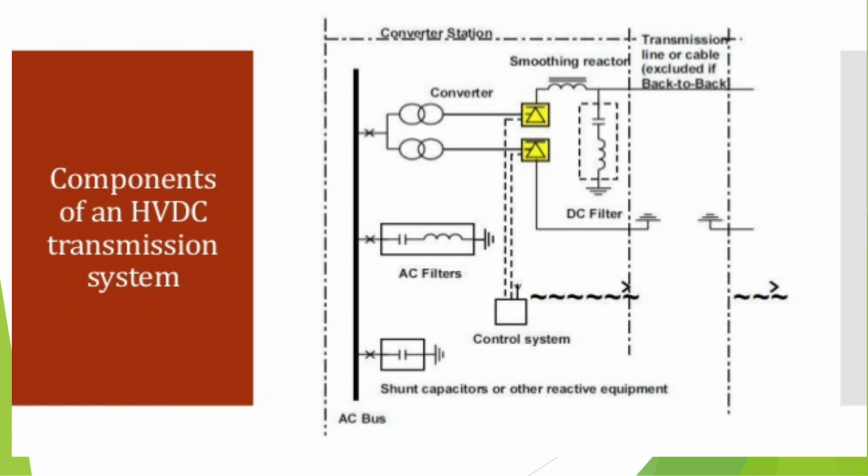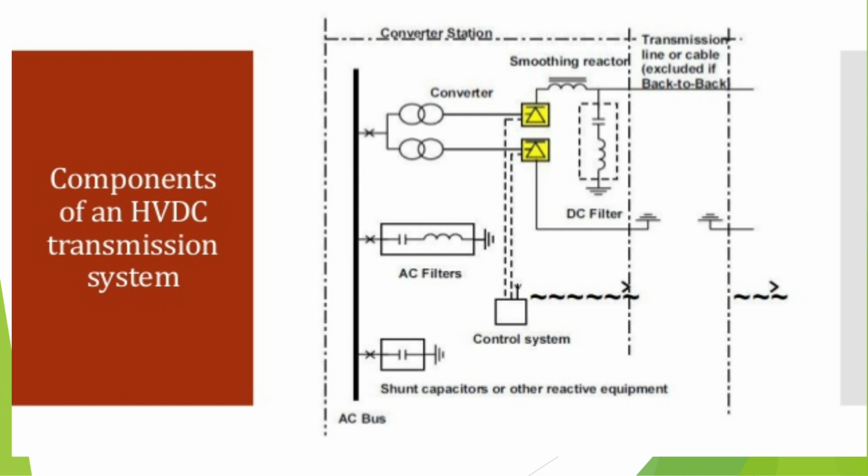And next one, smoothing reactor. The purpose of the smoothing reactor is it removes or reduces the steepness of the voltages and sudden rising of currents from the DC line, and it smooths the ripples in the DC current, and it also decreases the harmonic voltages and harmonic currents in the DC line, as well as the smoothing reactor limits the fault currents in the DC line.